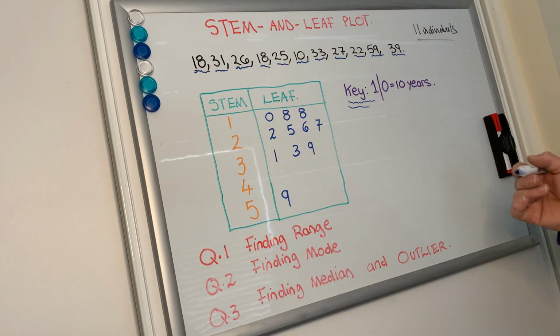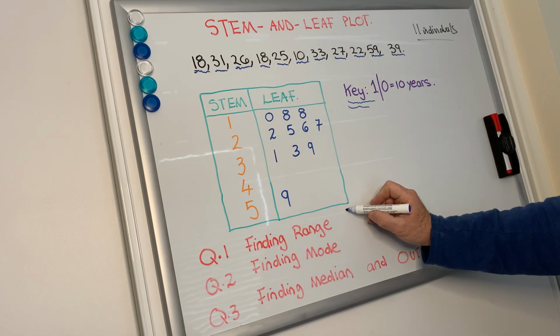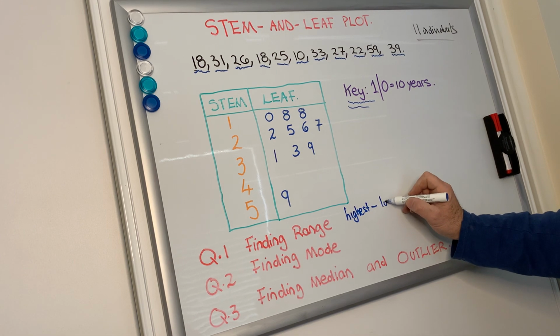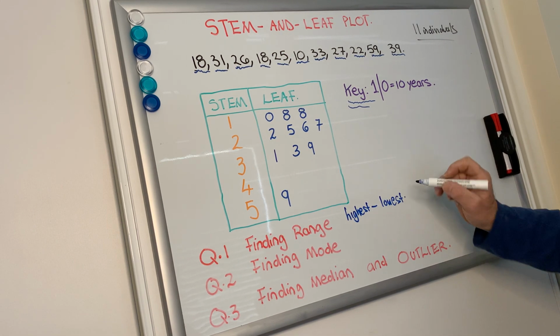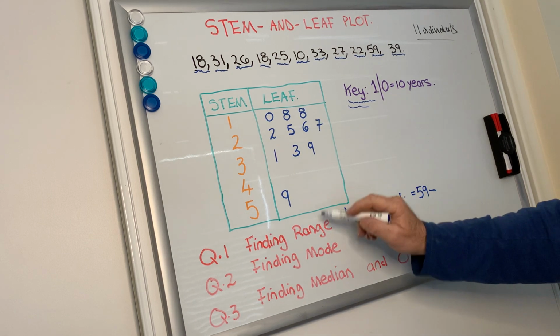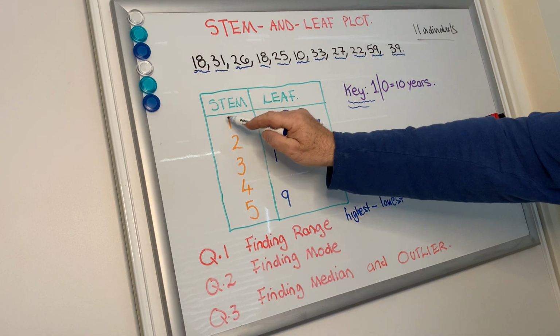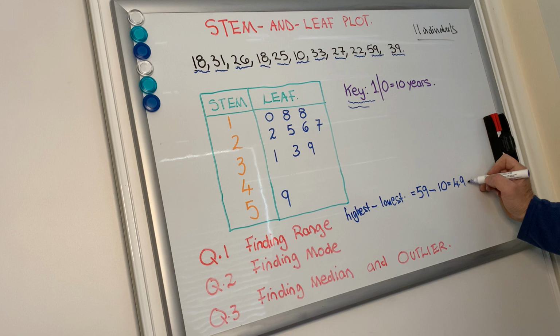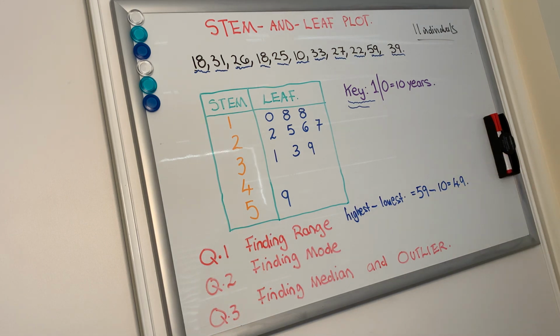In terms of range, it's quite simple: I just think of the highest value in the data, take away the lowest. In this instance, the highest value is 59, take away the lowest value, which is 10, and that's equal to 49. These are typical NAPLAN questions, typical Year 9 NAPLAN questions, and typical of questions that you would do in Year 10 mathematics as well.